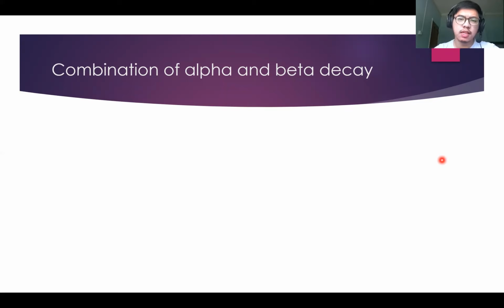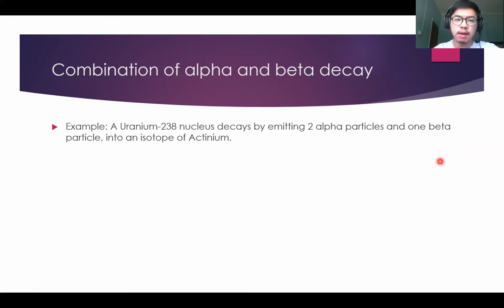Some radioisotopes give out more than one type of radiation. For example, it can give out alpha and beta together, or it can give out all three, so alpha, beta, and gamma. So we will look at that next. Here's an example of what I'm talking about. A uranium-238 nucleus decays by emitting 2 alpha particles and 1 beta particle into an isotope of actinium. This is the decay equation of what that looks like. So uranium-238 becomes actinium-230 by giving out 2 alpha particles and also 1 beta particle.